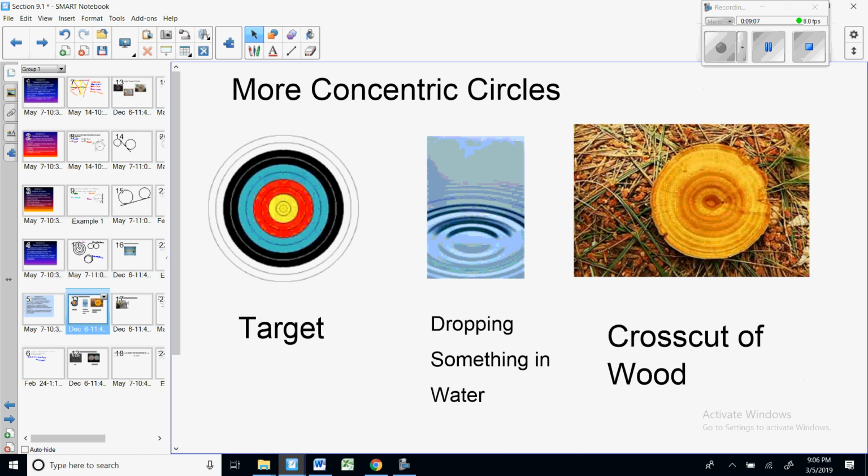And then these are what the properties can look like in different spaces. The first one here on the left side, most of you have seen a target before at different points in time. Targets, the circles inside of the target represent concentric circles. Dartboards would be another example of this. When you drop something in water, it creates a ripple effect of circular waves coming out from where you dropped something. Okay, and as a result, those are concentric circles. And a crosscut of wood on a perfectly circular tree, like the pine tree that's been cut here, is an example again of concentric circles. So the crosscut of wood can have the same concentric circles as well.